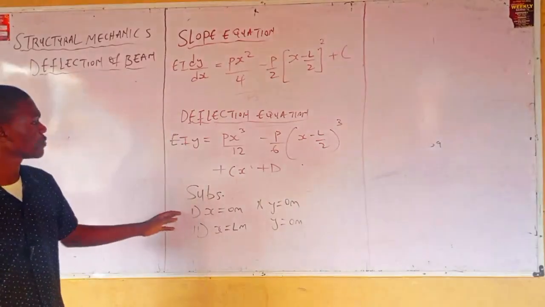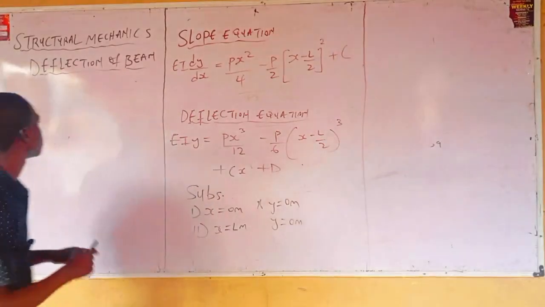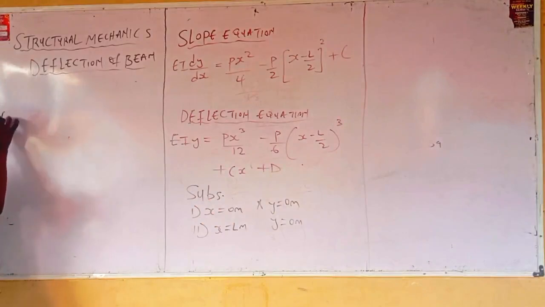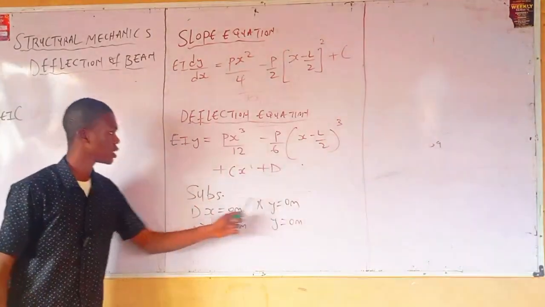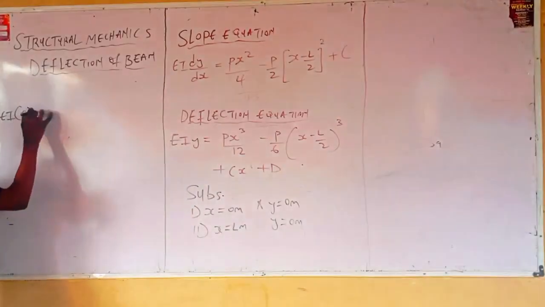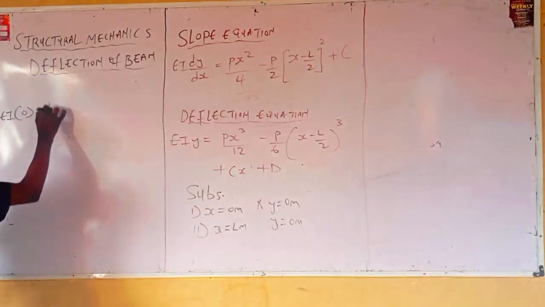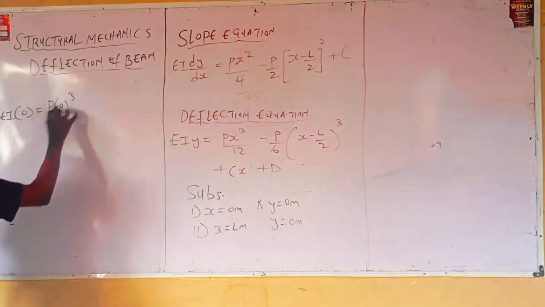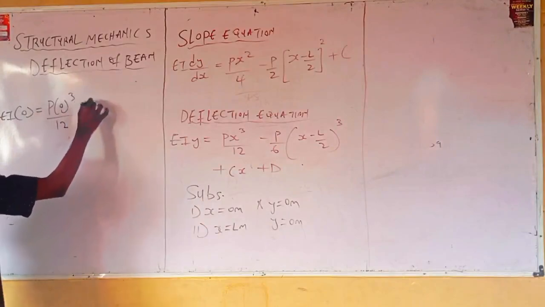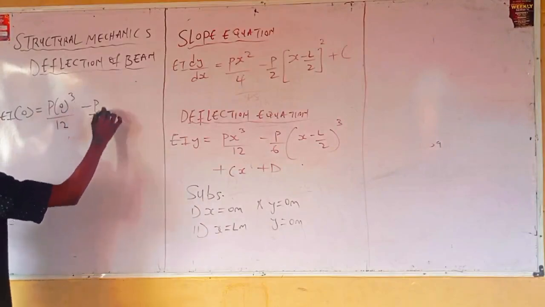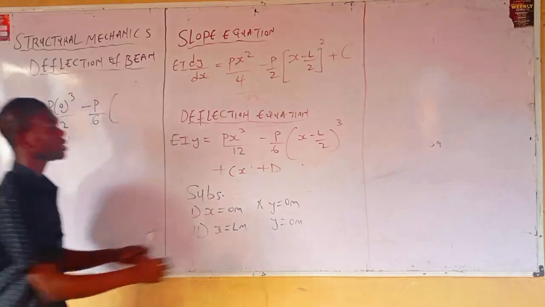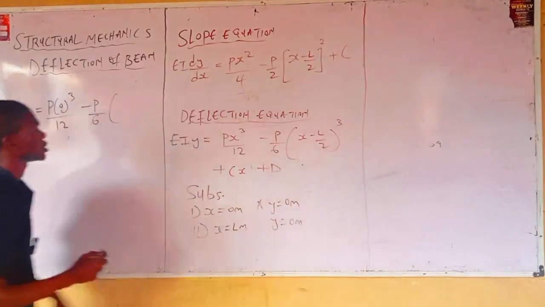Now, substituting the first boundary condition into the slope equation, you then have EI all into brackets, what's the value of your y? 0. 0 equates to P all into brackets 0 cube divided by 12 minus P over 6 all into brackets. Now for this term here, take note of this.